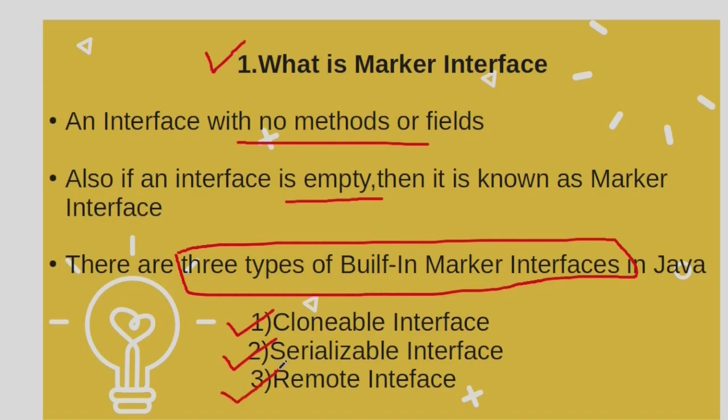Apart from marker interface we also have functional interface, right? In a functional interface we will have only one abstract method. And what about a normal interface? We can have any number of abstract methods. Predicate, Consumer, Supplier and Function come under functional interface. And the marker interface is a totally empty interface, meaning we don't have any methods or fields. So I think marker interface is clear to you.